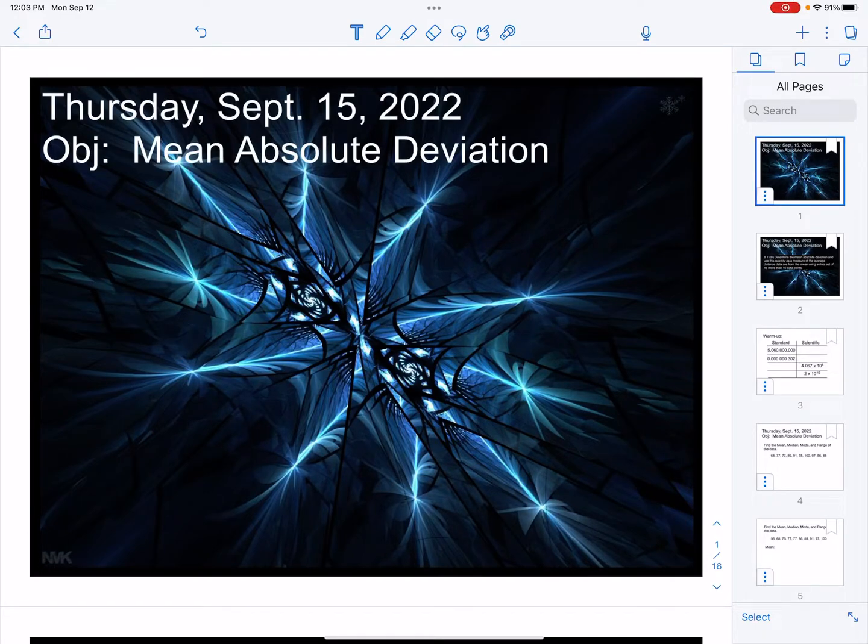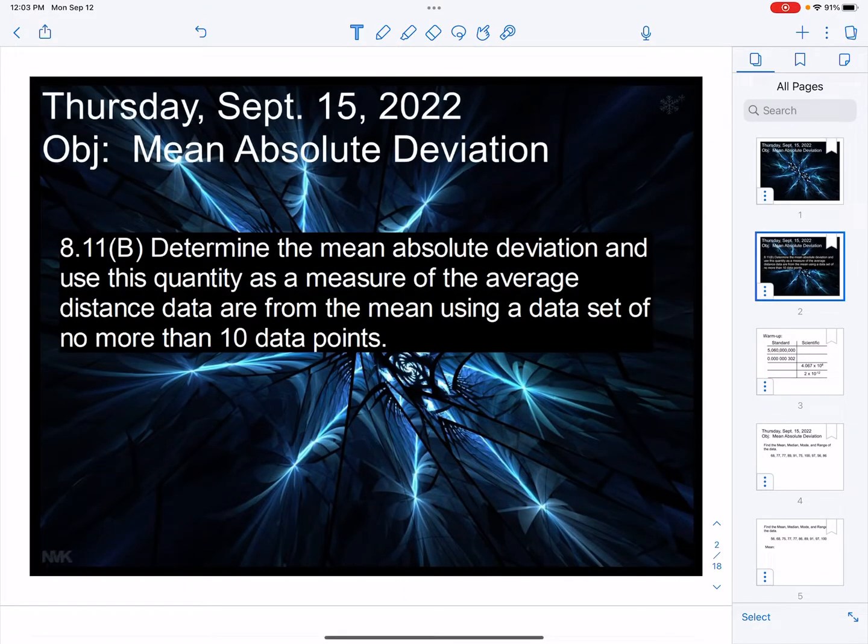Hello class. Today we're going to talk about mean absolute deviation. The reason why we're doing this is because one of our standards says that we are to determine the mean absolute deviation and use this quantity as a measure of the average distance data are from the mean using a data set of no more than 10 data points.